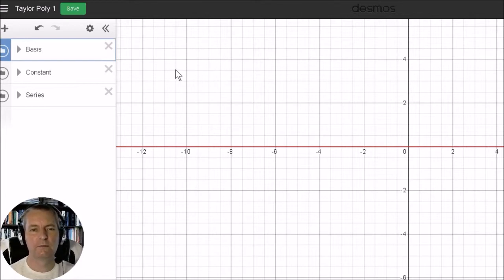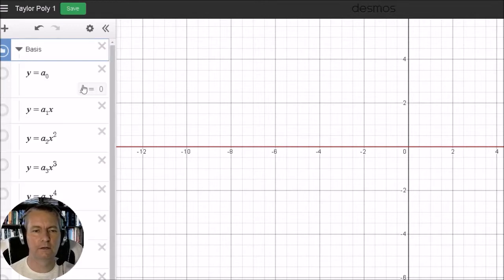So what are these basis functions? Let's have a wee look. I've actually drawn them out here. So there are a0, a1x, a2x squared, a3x cubed, and I actually do it all the way down to x to the power of 9. So let's have a look at each of them individually.